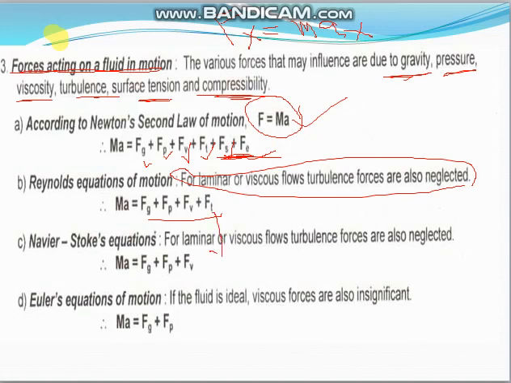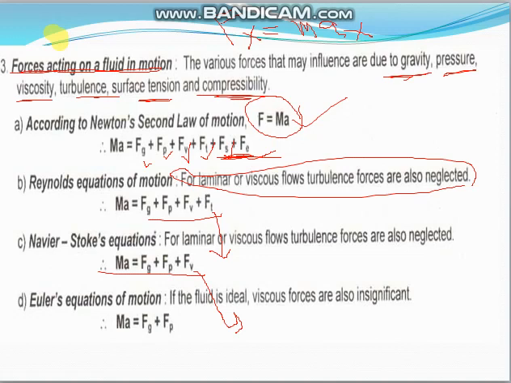here the turbulence is neglected. Again the equation is written as gravity, pressure and viscous forces. Again, from the Euler's equation of motion, if the flow is ideal, the viscous force is also insignificant. See, ideal flow is an assumption only. In most cases the flow may not be ideal, but we have the assumption that the flow is ideal. Definitely the viscous force is insignificant, because ideal flow will not have any viscosity. We already know that.